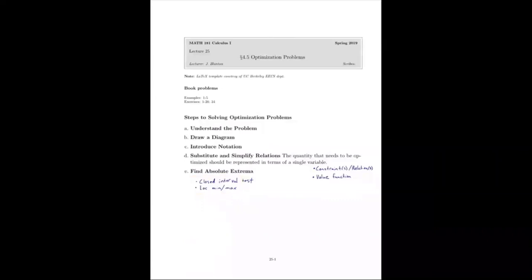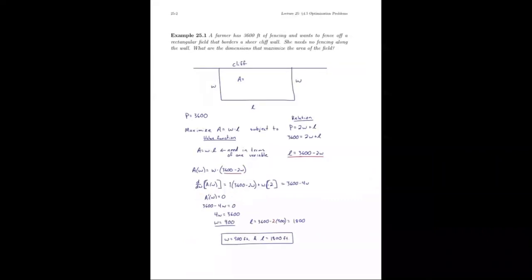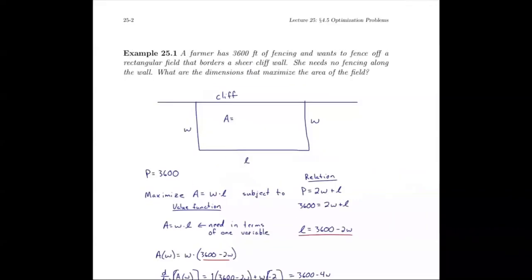So let's get started on this. This is a classic problem for optimization in calculus. We have a farmer that has 3,600 feet of fencing and wants to fence off a rectangular field that borders a sheer cliff wall. So we have a sheer cliff wall here. I've started to draw the picture.